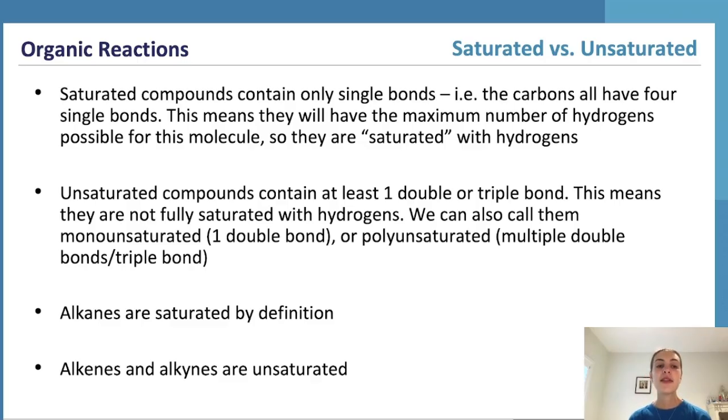And so by definition, an alkane is going to be saturated because it's got all single bonds along the backbone of the carbon molecule, and alkenes and alkynes are always going to be unsaturated molecules because they've got at least one double bond or one triple bond along the main carbon chain.